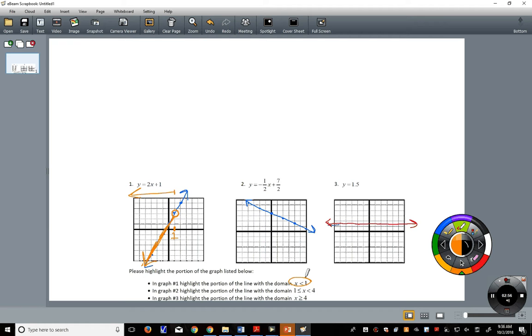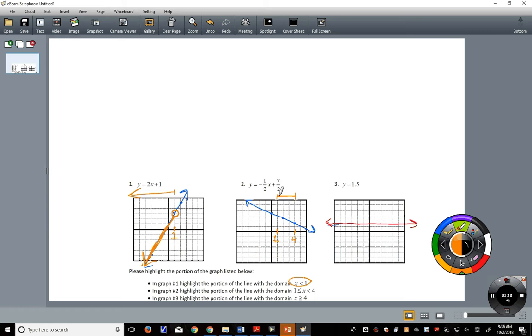In graph 2, we wanted to highlight the portion where x is bigger than or equal to 1, and at the same time x is less than 4. So basically all those numbers falling between 1 and 4. So again, on our x-axis, here's a boundary of 1. Here's a boundary of 4. So if we think about between 1 and 4, we just want to include those x's.